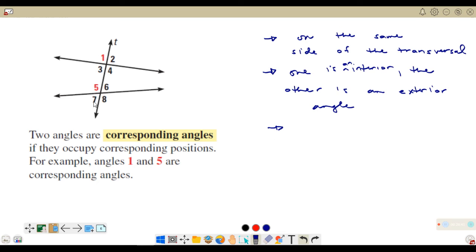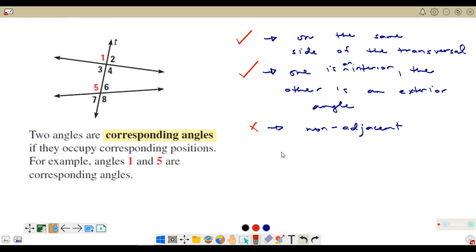Pangatlong indicator that it is a pair of corresponding angle, they are non-adjacent. Dapat hindi sila magkadikit. So, kapag 1 and 3, check siya dito, on the same side of the transversal. 1 and 3, check din siya dito, one is an interior, the other is an exterior. Pero, X siya dito, kasi hindi sila non-adjacent. Magkadikit sila.